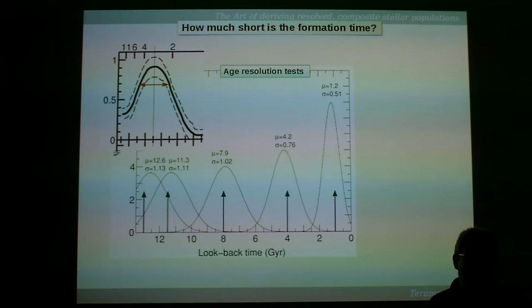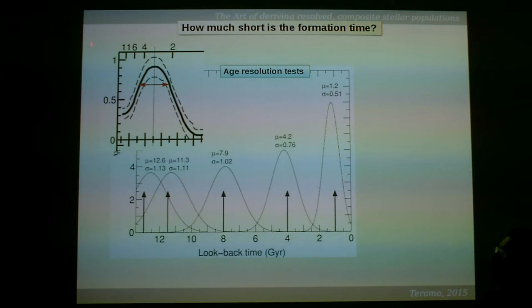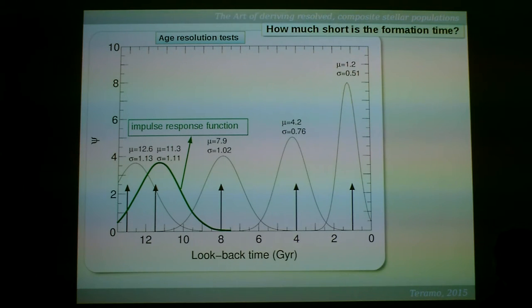So we have some idea of how observational effects affect the estimation of the formation time. So can we use this information to try to make some estimation of the original formation time of our galaxy? Well, we have to use signal processing techniques. This is a complicated technique, so I'm going to keep it as simple as possible, but it's a little bit complicated.